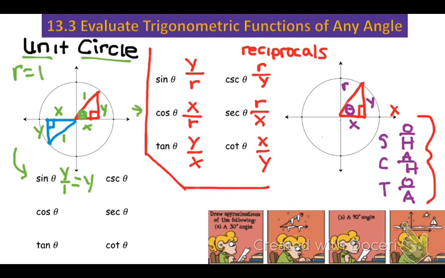Here for cosine, remember we said it's x over r, but r is equal to 1. So x over 1 is just going to be equal to x. And then for tangent, it's just y over x. And then again, we end up putting our reciprocals for cosecant, secant, and cotangent.